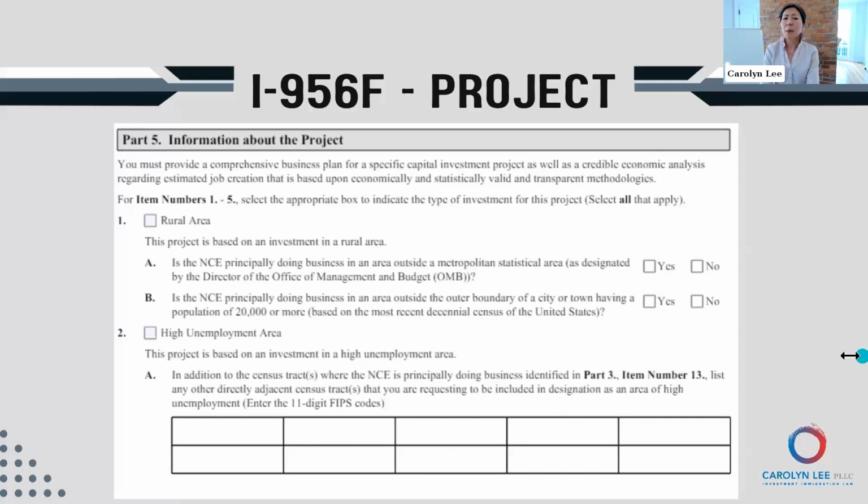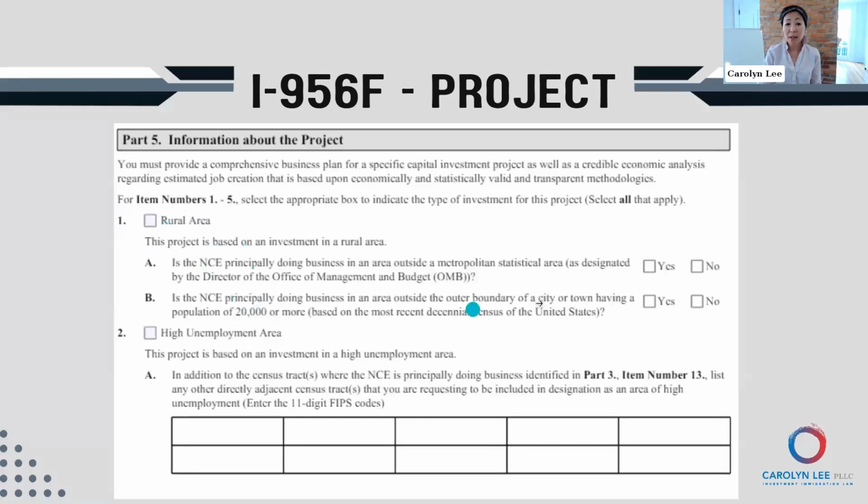Let's zoom in a little bit on the project part, okay? Part 5 of the form. The first part of part 5 is going to be about, well, is this a TEA project, targeted employment area, and under what basis? Are you claiming to be a rural area project? Are you claiming to be a high unemployment area project? And you're going to tick the relevant boxes here. In some instances, a project may qualify under both, in which case you tick both.